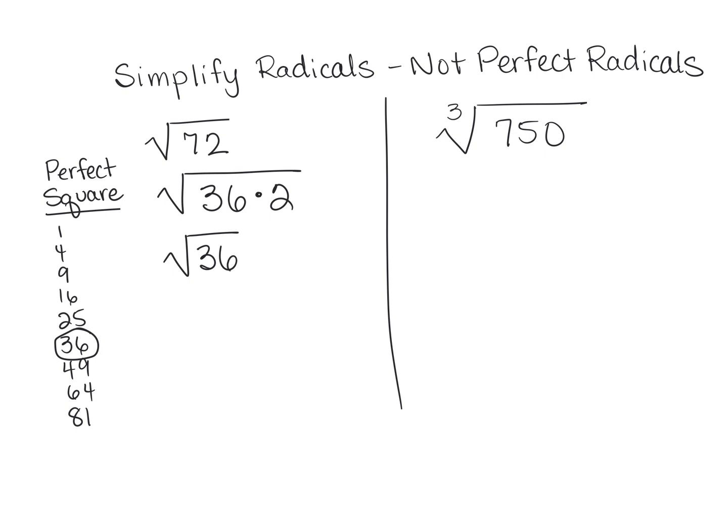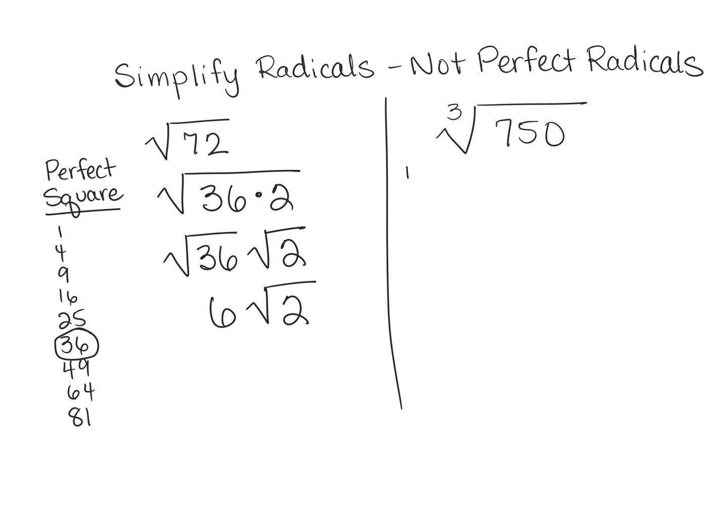So this is the square root of 36 times the square root of 2. But I know that the square root of 36 is the number 6. And then I know that if I do the square root of 2, it's going to be a decimal answer, and there's not much else I can do with it. When we look at the cube roots, we have to look at the other list.